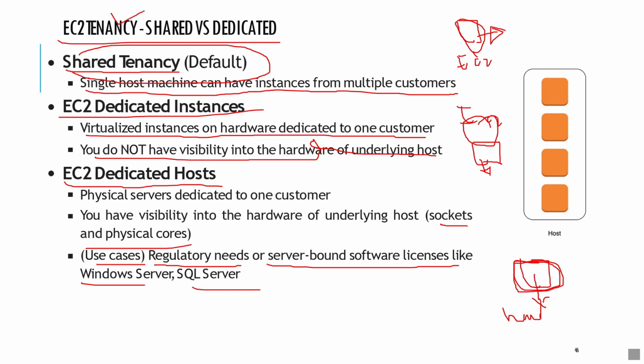From an exam point of view, we need to remember shared tenancy, dedicated instance, and dedicated host. As we discussed, shared tenancy is nothing but one host machine having instances from multiple customers. Whereas in the dedicated instance, we are given a dedicated instance, but we can't see the underlying hardware. Whereas in the dedicated host, we can see the underlying hardware. So that is about EC2 tenancy.